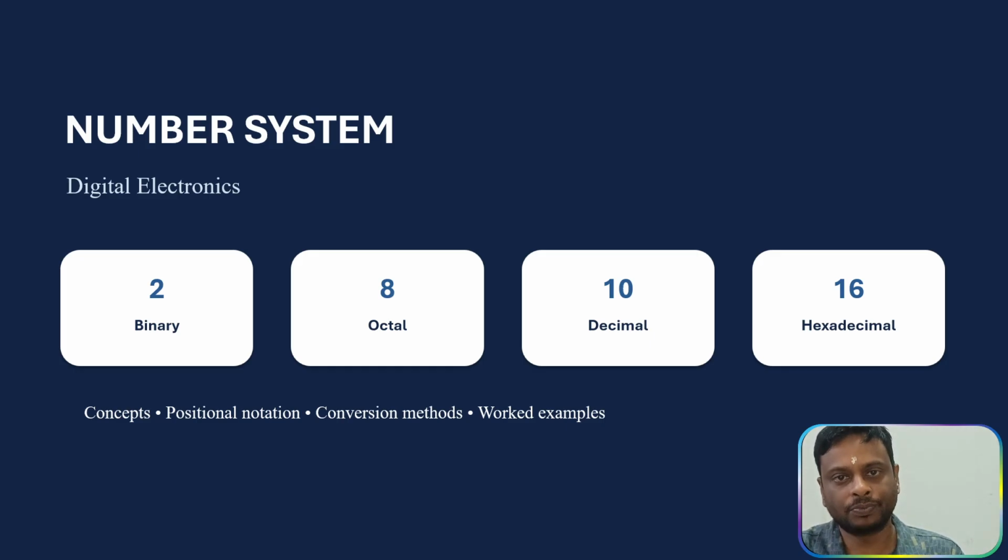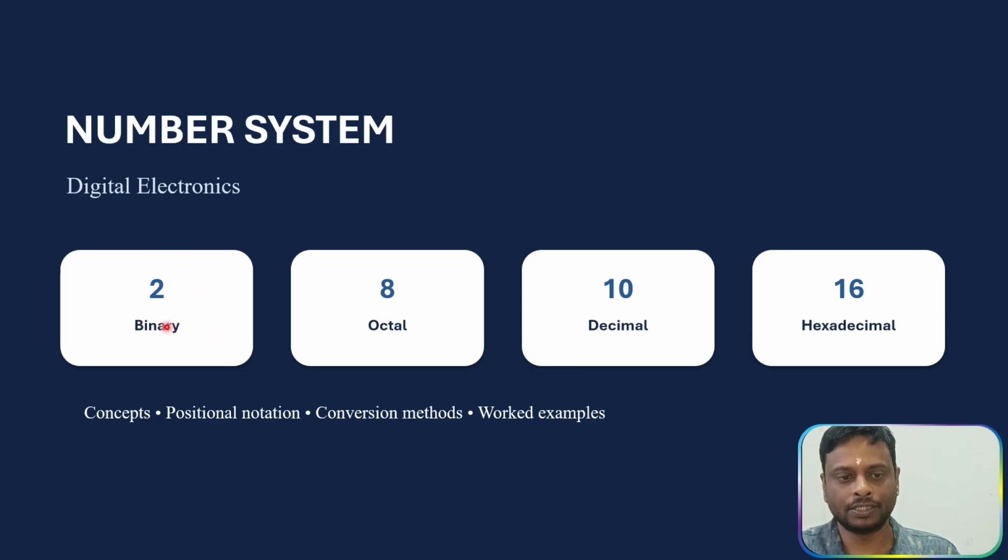So what is the base of a number system? You can see in this case, it is written as 2. 2 means the binary number system has a base, or radix, of 2. Similarly, octal has a base of 8. Similarly, decimal, the base is 10. Hexadecimal, the base is 16. These are the common types of number systems.